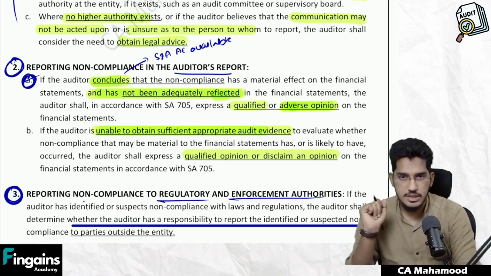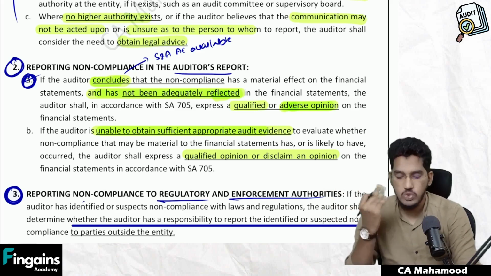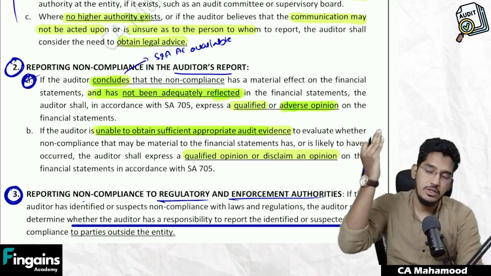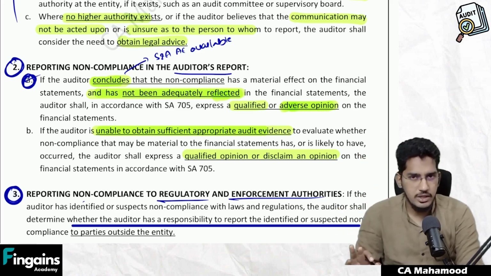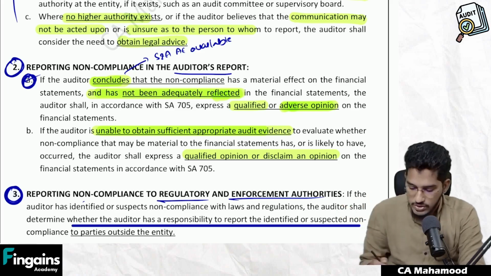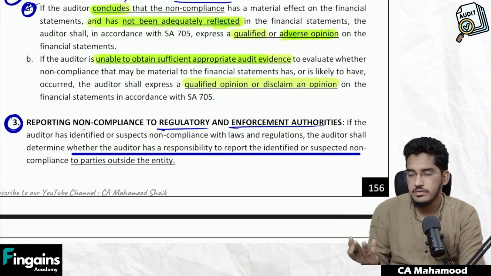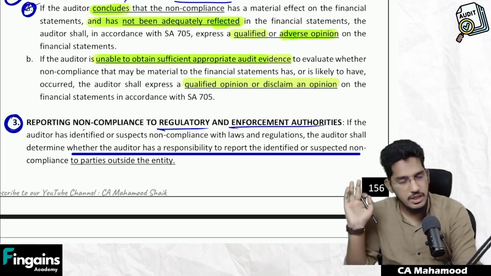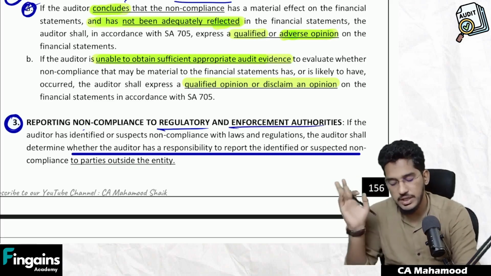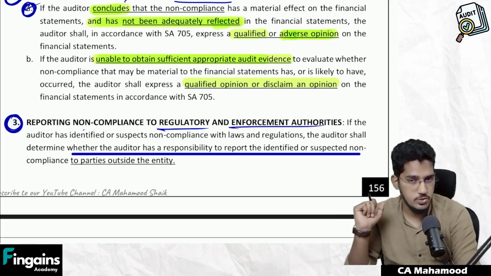So depending on the circumstances of each and every audit, the auditor should analyze whether there is any responsibility on him to communicate this non-compliance to the respective regulatory and enforcing authorities. That means licensing or regulatory authorities. Some regulatory authorities will be there, no? Examples, as I mentioned, RBI, ROC. Sometimes there will be reporting requirements on the auditor's head to communicate with them. If such a requirement is there, you have to communicate with that licensing or regulatory and enforcement authority also.